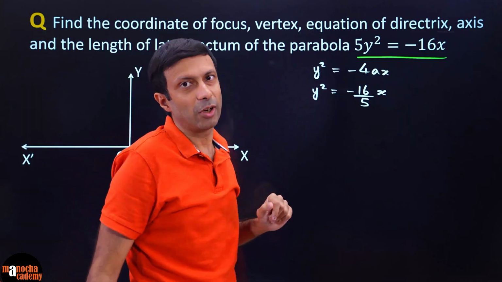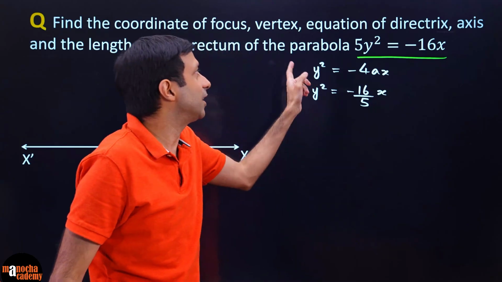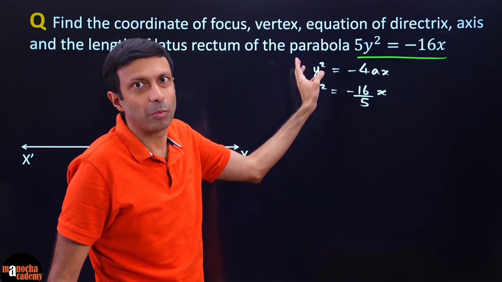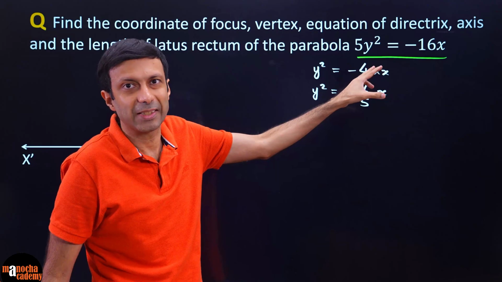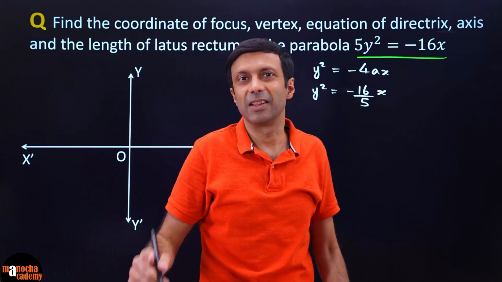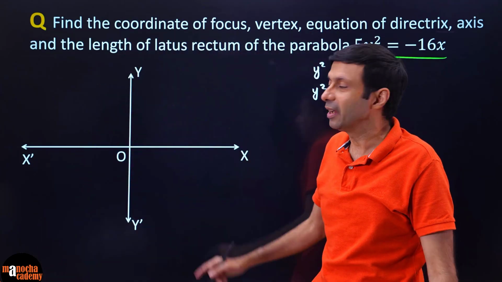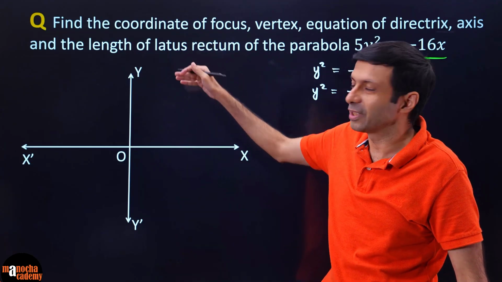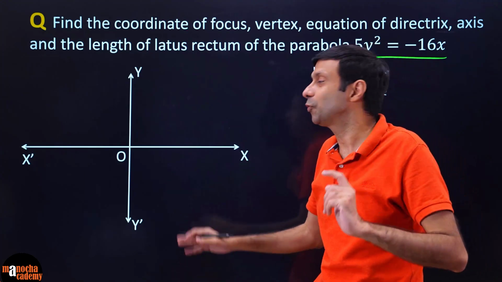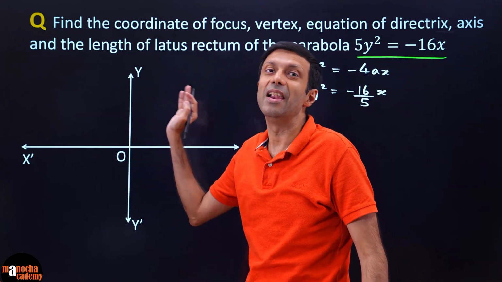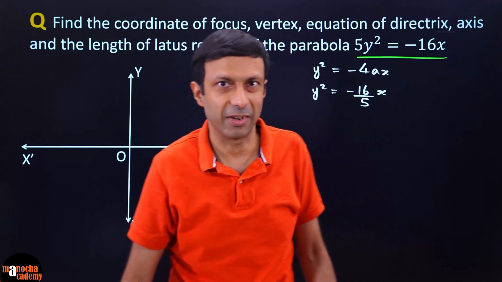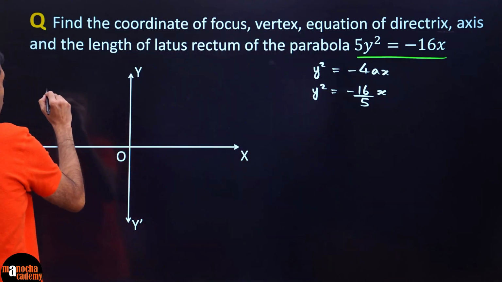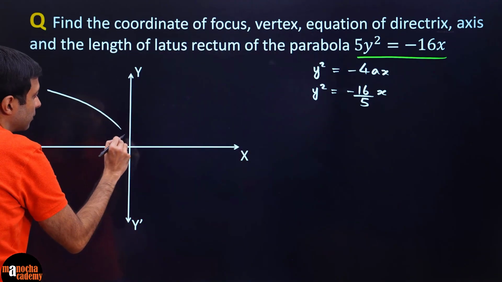And what type of parabola is it? When you have y square equal to, it's of this type, right? y square equal to minus 4ax type. y square means the parabola is going to be about the x-axis, okay? Because it will have positive and negative y values. And minus 4ax means it's going to be a left-handed parabola, not right-handed, right? So this parabola is definitely going to be something like this.